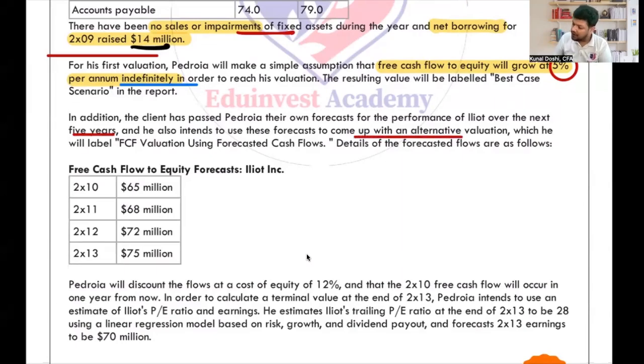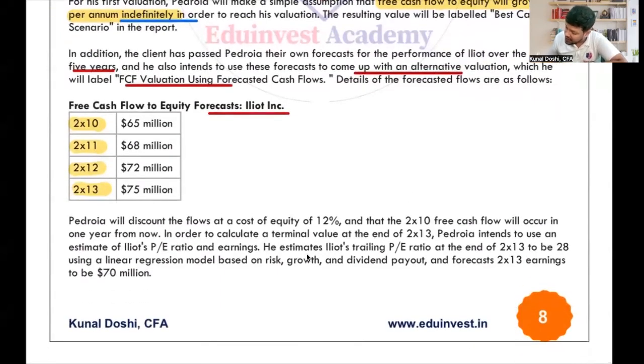Okay, which we'll label as, okay, fine, this. The free cash flow forecasts have been provided to us for 2010, 11, 12, and 13, the next 4 years. He will discount the free cash flow at a cost of equity of 12%. So 12% will be our K, correct? We have 4 years of FCFE, but remember we require the terminal value. And that 2010 free cash flow will occur 1 year from now. So this is going to be your year 1, 2, 3, 4.